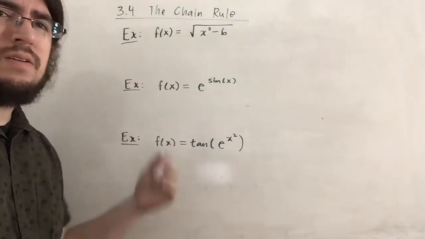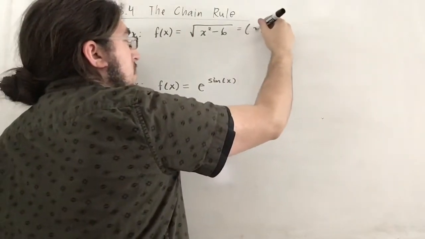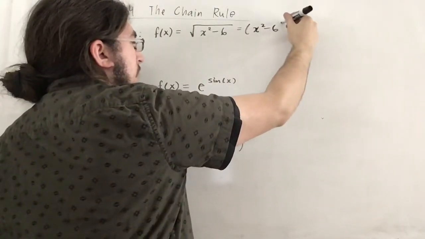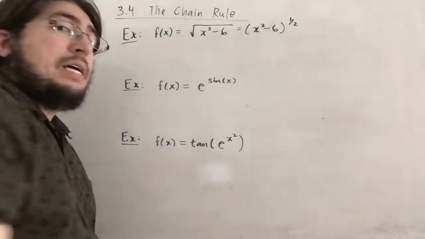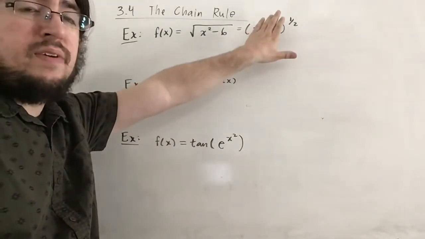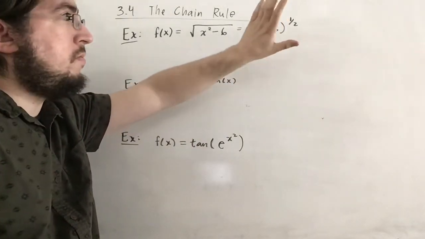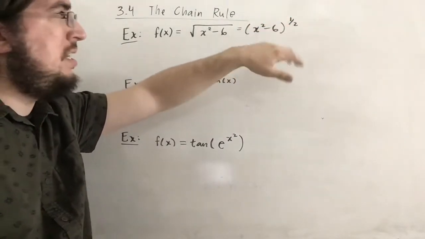For the first one, notice for derivatives, we don't like radicals. Instead, we like 1/2 powers. So I'm going to replace the radical with a 1/2 power. And then, by chain rule, I'm going to treat the inside as u, and take the derivative with respect to u. So imagine you're covering this, think of it as u, or x, I guess.